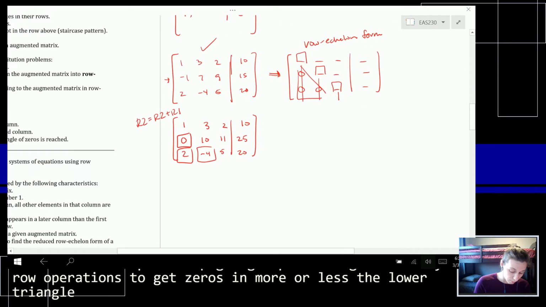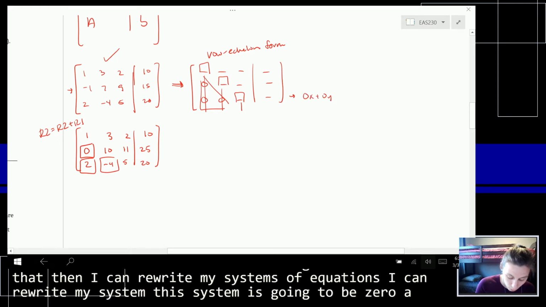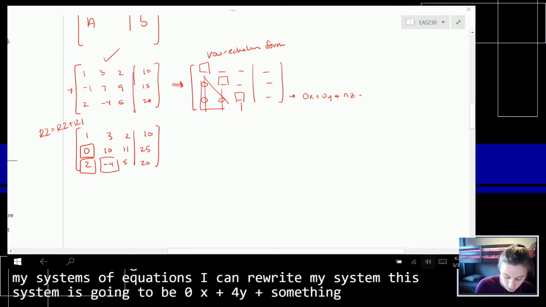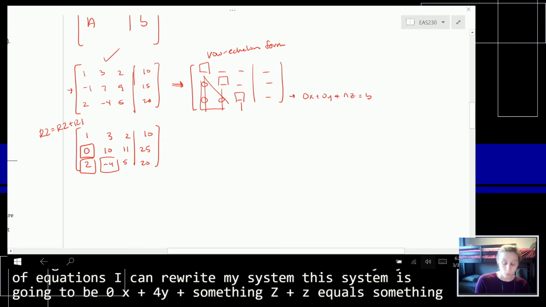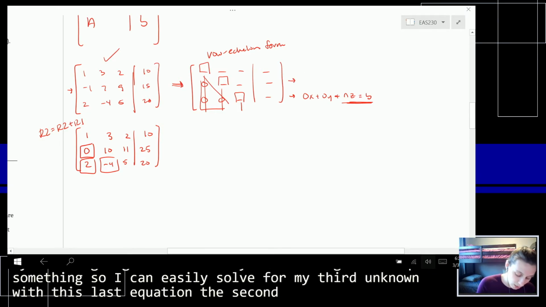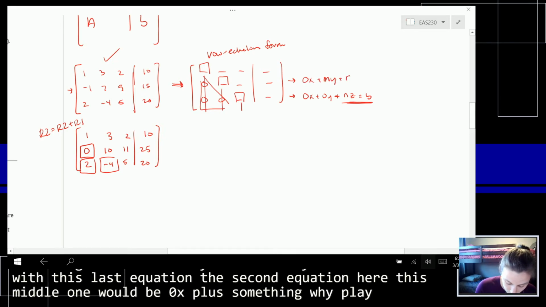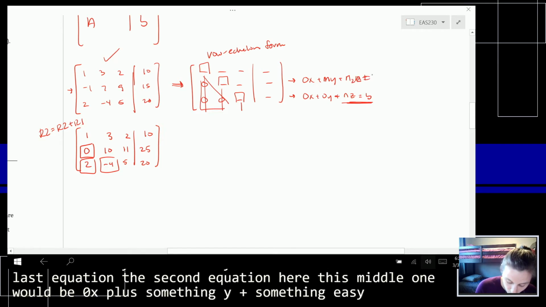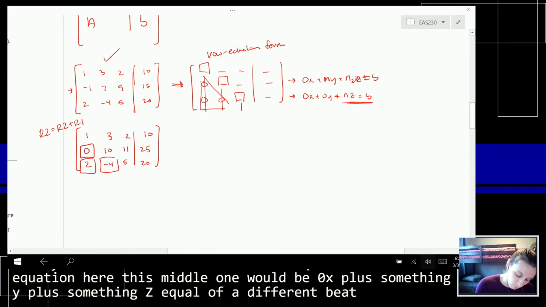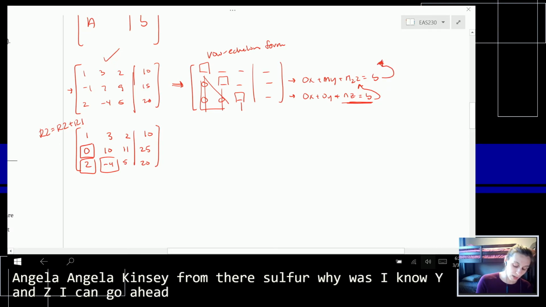Once I have that, then I can rewrite my system of equations. This system is going to be 0x plus 0y plus something z, and z equals something. So I can easily solve for my third unknown with this last equation. This second equation here, this middle one, would be 0x plus something y plus something z equals a different b. But I know z from this one, so I can go ahead and plug in z from there, solve for y. Once I know y and z, I can go ahead and plug into this first top one and solve for x.